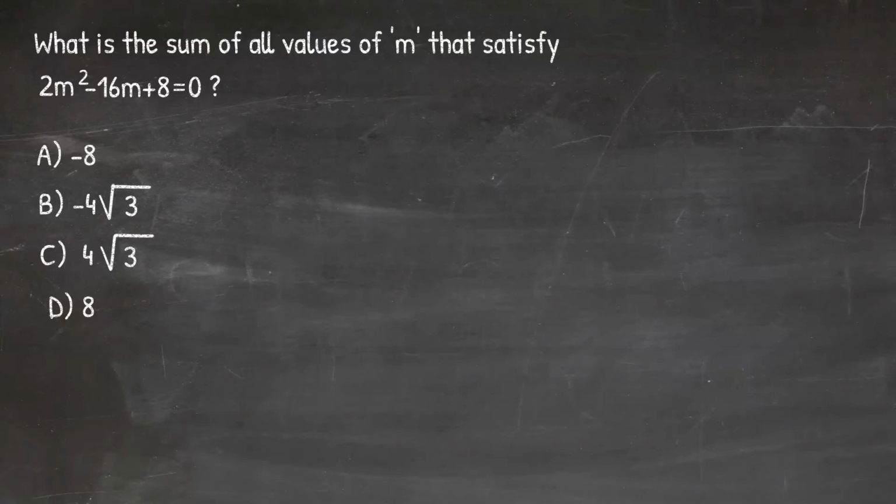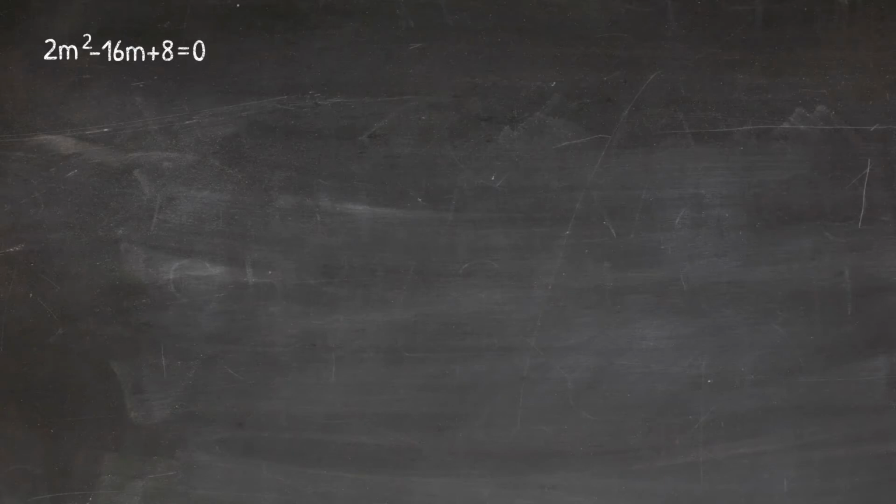What is the sum of all values of m that satisfy 2m squared minus 16m plus 8 equals 0? To answer this question, we need to find what the values of m are, and then if there is more than one, add them together, and that would be our answer. Here, we're dealing with a quadratic expression, and our knowledge of the quadratic formula would come in handy.